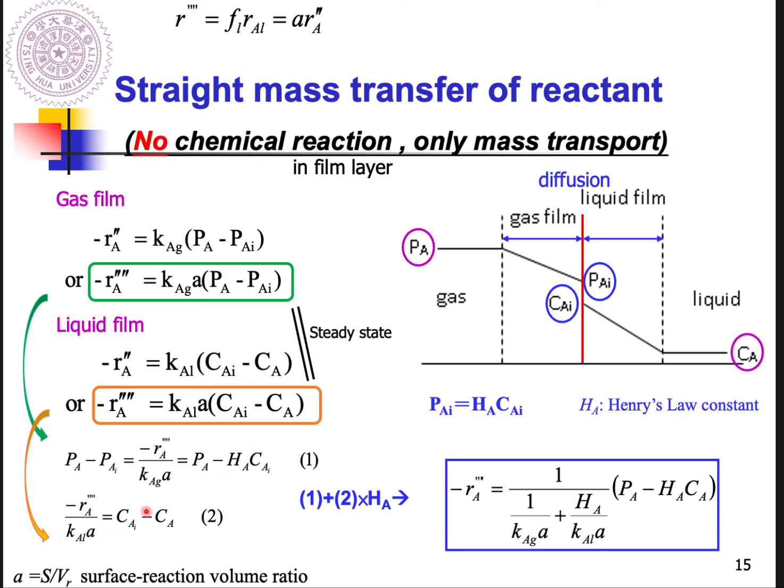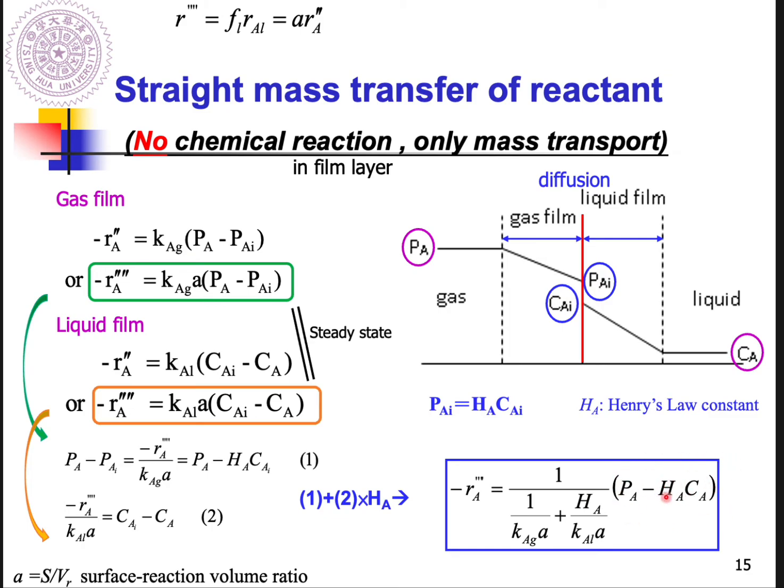Okay, so we can drop this term out, and after arrangement, we can get this result. This result is the consumption rate of reactant A per reaction volume, equal to PA minus HACA divided by these terms. This is quite similar to what we learned before in fluid-solid reaction, the flux, but this is just per reaction volume. Consumption rate of reactant A per reaction volume.